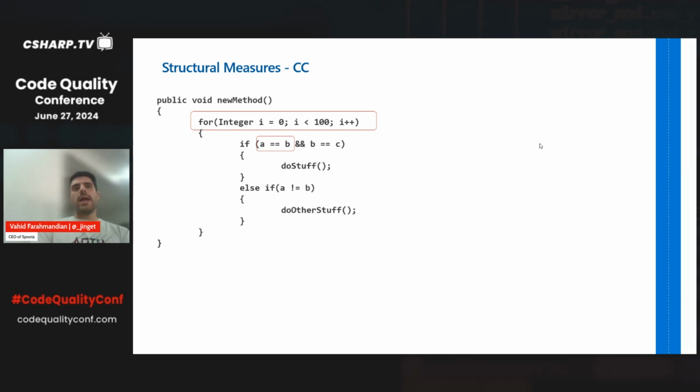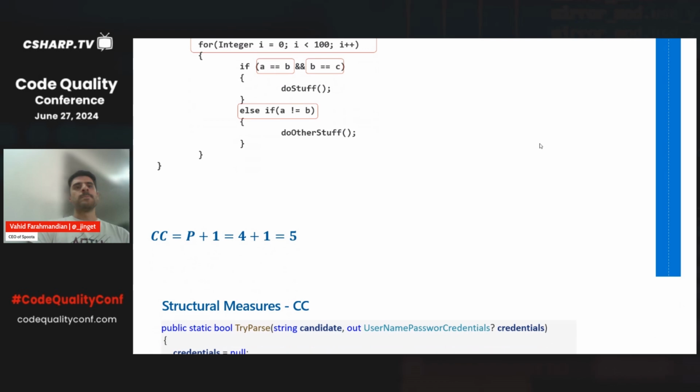Okay, predicate number 2, A is equal to B, and predicate number 3, B is equal to C, and the final predicate, else if A is not equal to B. When we have else if in our code, it will be counted as a predicate. But if it was else only, it's not a predicate at all, because the else predicate is counted in the previous if statement. So here in this code, how many predicates do we have? Predicate number 1 for, A is equal to B, B is equal to C, and A is not equal to B. We have 4 predicates on the screen. The cyclomatic complexity is equal to 5.